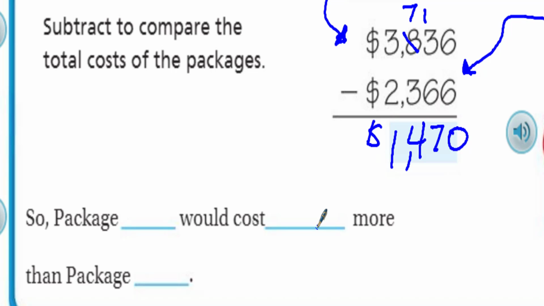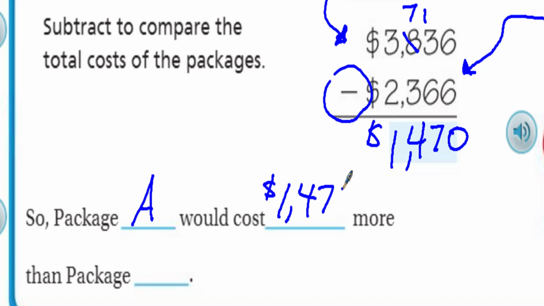That's $1,470. And of course, because we're subtracting, this is the difference of those plans. So package A would cost more than, this is our number we need here, 1,470 more than package C. Very cool.